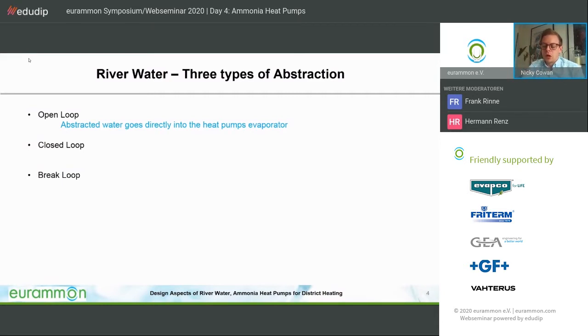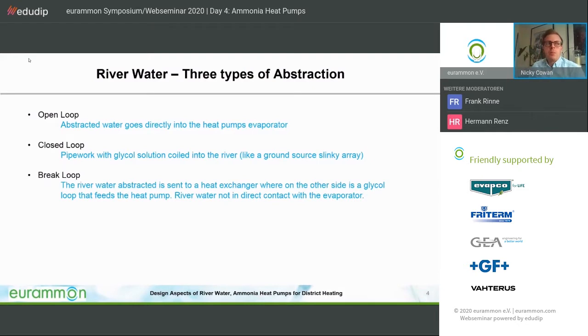We then have a closed loop system, and as I understand it, it's where you have the outlet of the evaporator, and the pipework keeps continuing into the river. There's a big slinky of pipe in the river, with a glycol loop essentially pumping around, taking the heat out of the river and bringing it back to the heat pump. So it's a closed loop. And then we have what we've seen is quite common, called a break loop. That's where you're pumping the river water out, you then have a heat exchanger separating the heat pump from the river water, and then an additional glycol loop on the other side of the heat exchanger, transferring clean liquid to the evaporator.